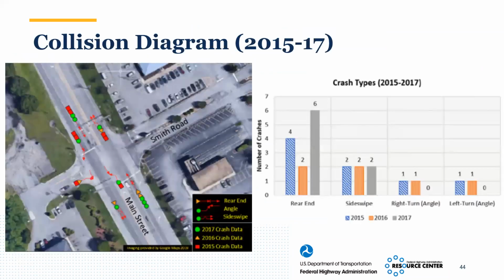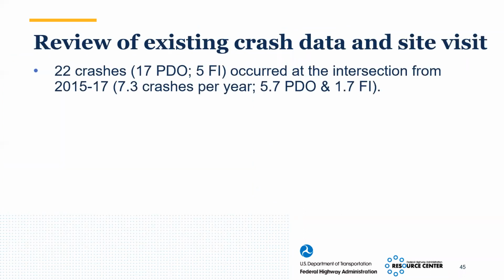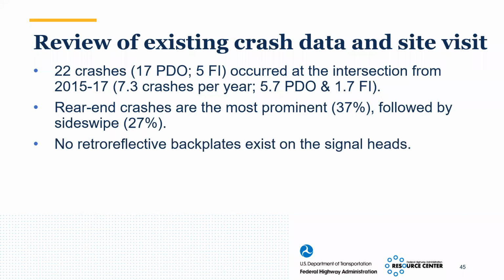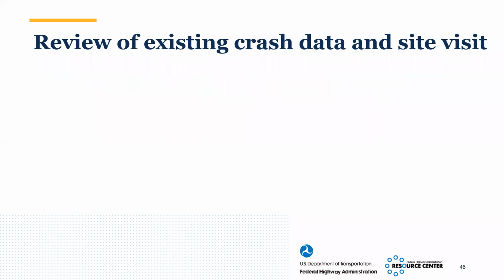There are 3 years of historical crash data available, from 2015 up to 2017, and there were 22 crashes identified as related to this intersection. So let's review them again. 22 crashes, 17 property damage, 5 FI, and rear end crashes were the most, followed by sideswipe. There were no back plates on the signal heads, the left turn movements on eastbound and westbound are permissive only currently, and right turns on red were allowed.